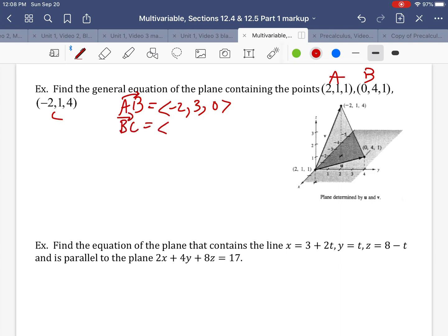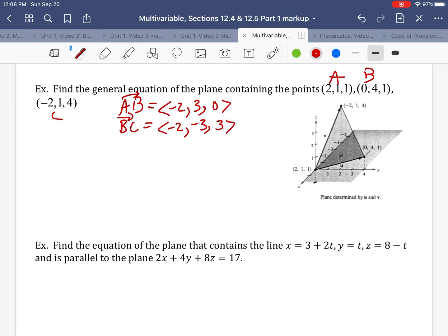All right, so negative 2 minus, let me see, b, negative 2. Then 1 minus 4, negative 3. Then 4 minus 1, 3. Okay, so there's my two vectors. And so now I have to do the cross product of these two things because I need to find a third vector that's perpendicular to these two.